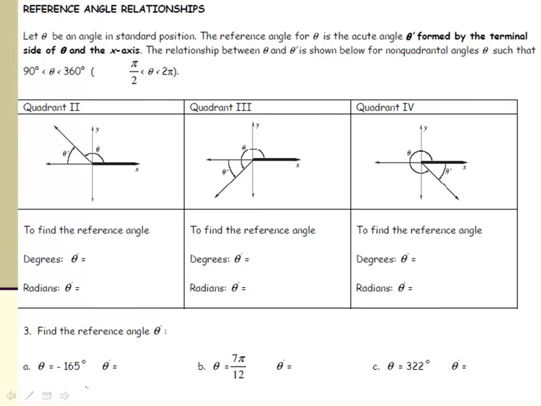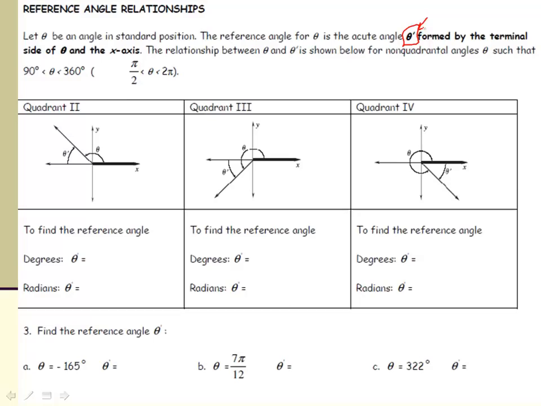Okay, let's look at our reference angle relationships. If we let theta be an angle in standard position, the reference angle for theta, so this goes back to our big question here, is the acute angle theta prime formed by the terminal side of theta and the x-axis. Notice the little prime sign right there to back that. That stands for our reference angle.